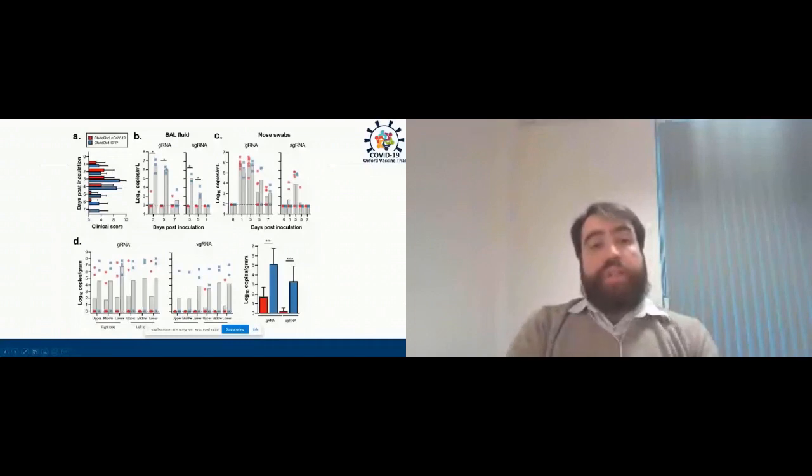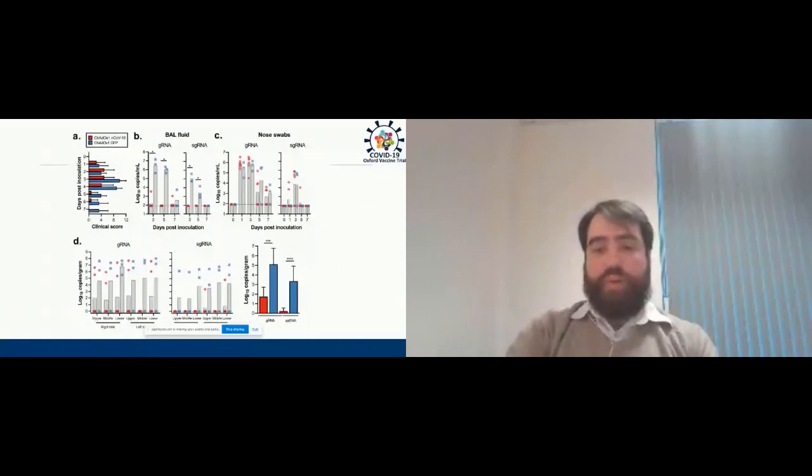Just a point to say that all of this data was then reviewed by the DSMB before we could start vaccinating people with our vaccine. This study was crucial in the sense that it gave us reassurance that there was no evidence of disease enhancement or immunopathology driven by our vaccine.